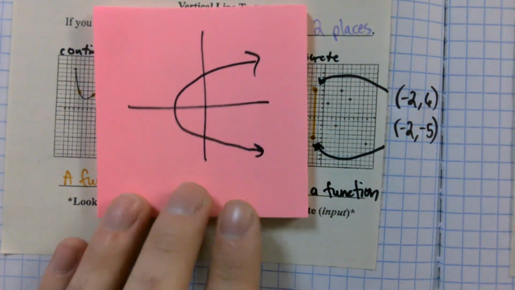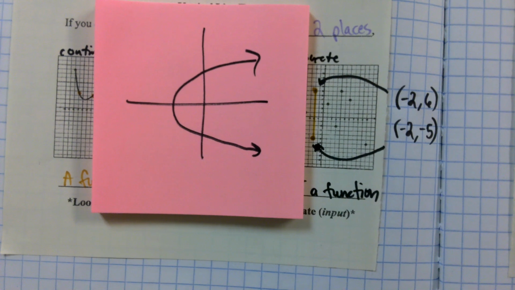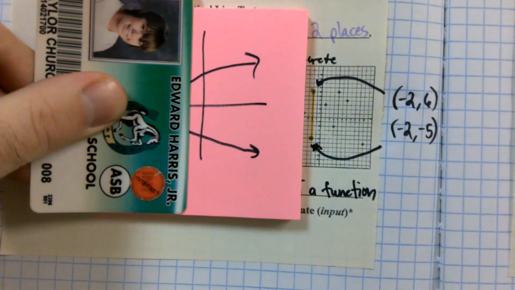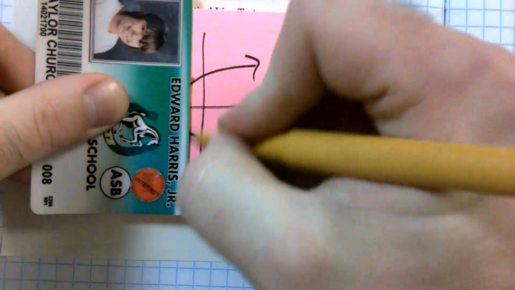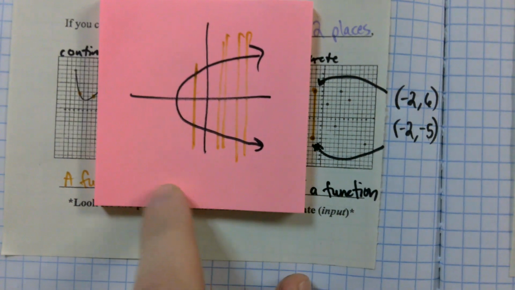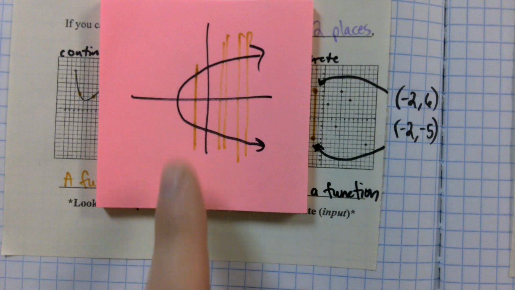Okay. What about this graph? Thumbs up for function, thumbs down for not a function. Good, our thumbs should definitely be down on this one because look, boom. There's 2 points on the same vertical line. There's 2 again, there's 2 again, there's 2 again. This one failed miserably, right? So that would not be a function.